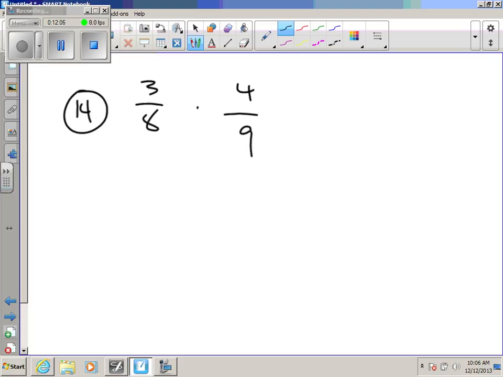Three-eighths times 4/9, number 14. Multiplication, fraction form, we're good. We're just going to look diagonally to see if there's anything that we can reduce. 3 and 9 I can reduce both by dividing by 3. And 8 and 4 by dividing by 4. 1 times 1, 2 times 3.